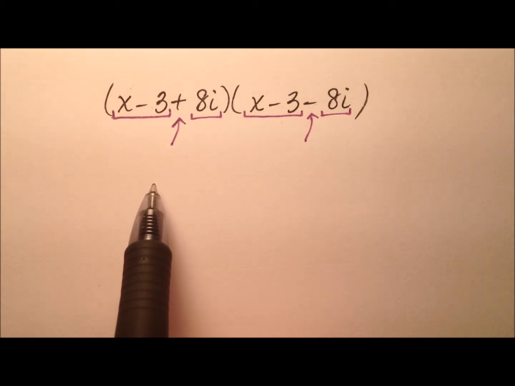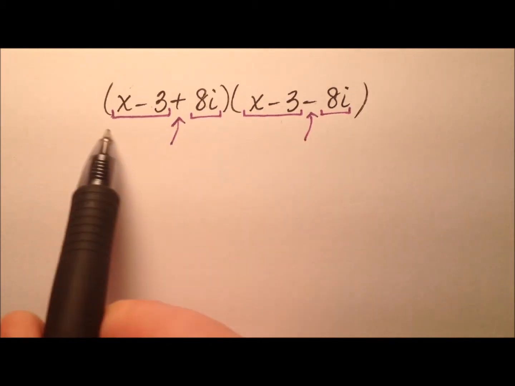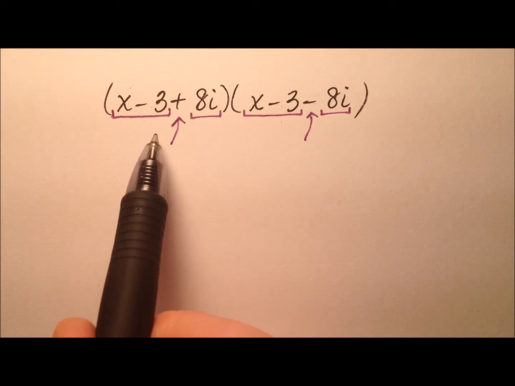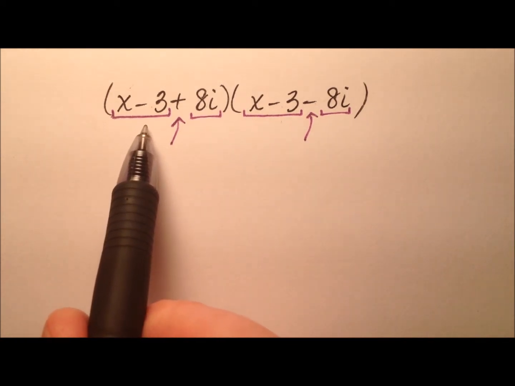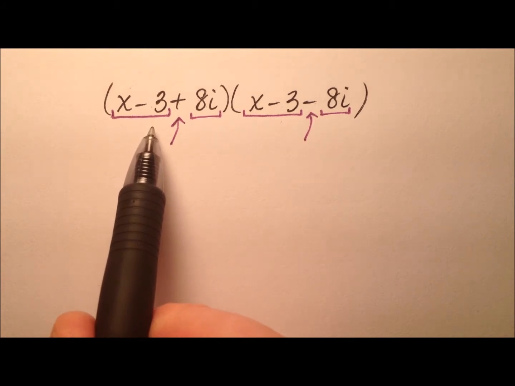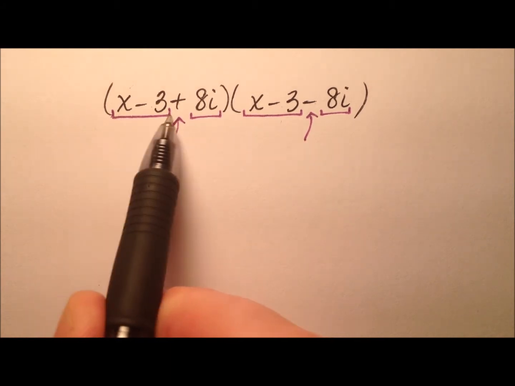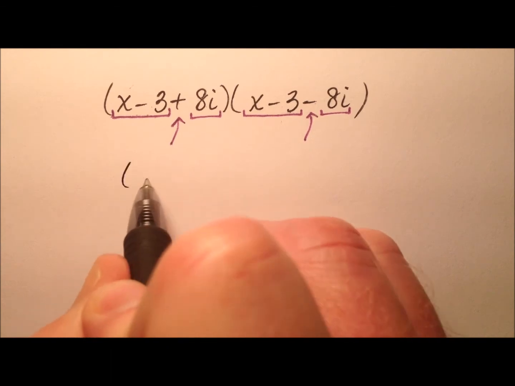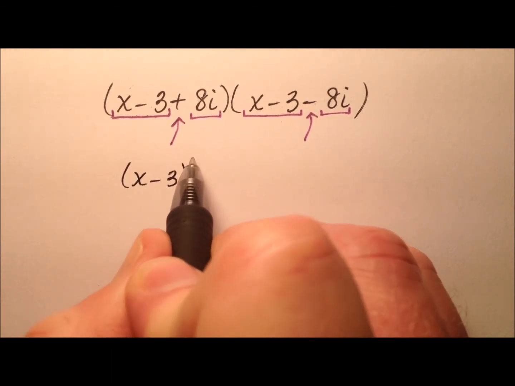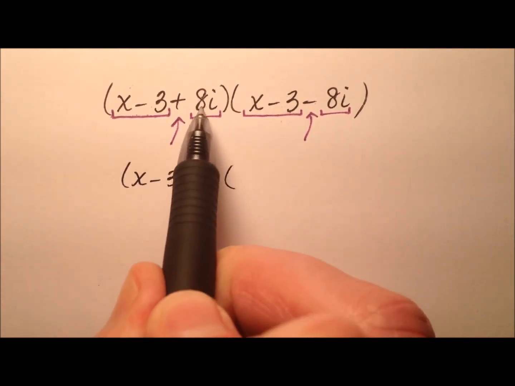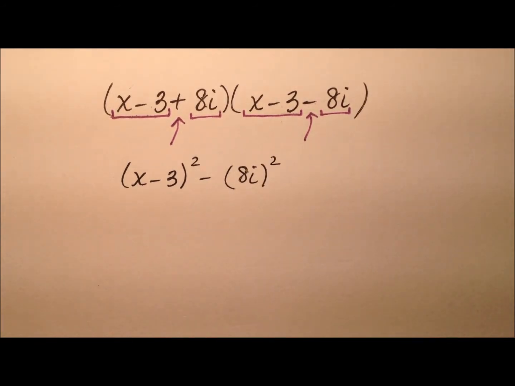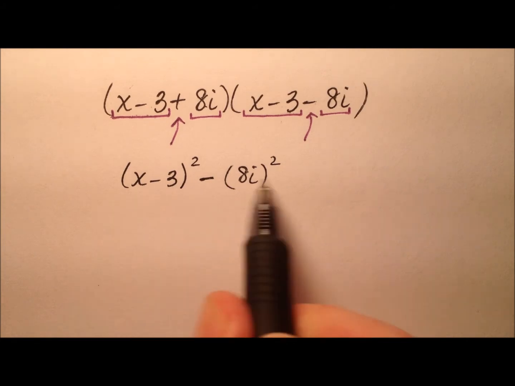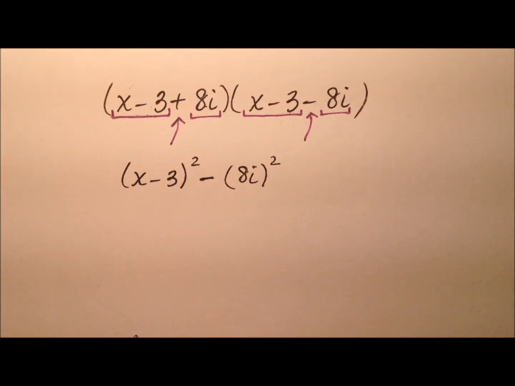So what I'm suggesting here is that based on the form, or the way this multiplication looks, I can take a shortcut. I can generalize this a little bit and make it easier on myself. So the x minus 3's can be squared, and then I'll subtract from that the 8i squared as well. So our difference of squares is going to make this much simpler.